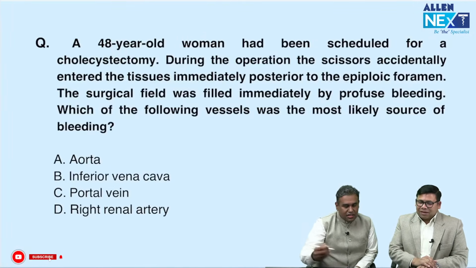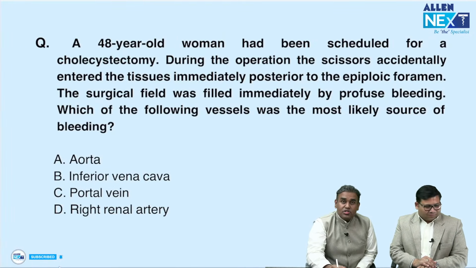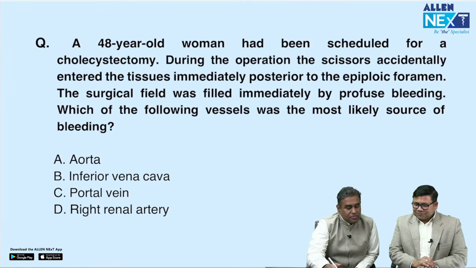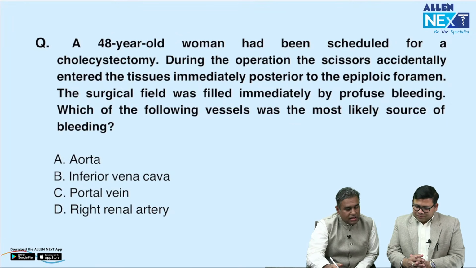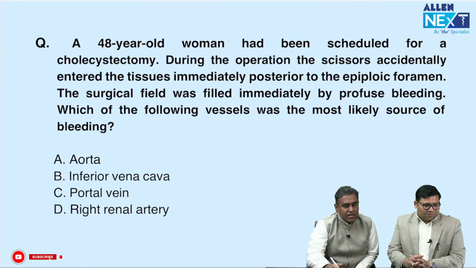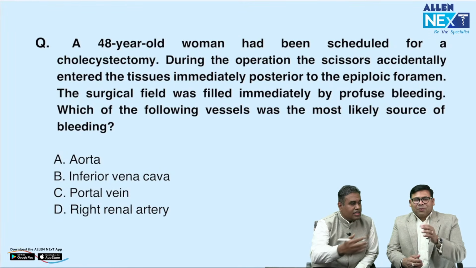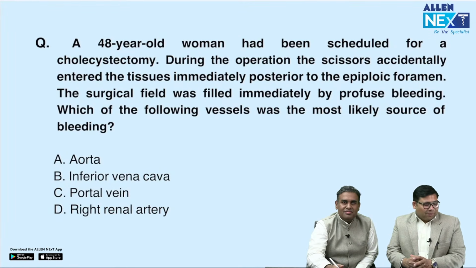Sure. So welcome all, and this is the first MCQ to all of you. Kindly listen carefully. Question goes: a 48-year-old woman had been scheduled for a cholecystectomy. During the operation, the scissors accidentally entered the tissues immediately posterior to the epiploic foramen. The surgical field was filled immediately by profuse bleeding. Which of the following vessels was the most likely source of bleeding? You have the options also, so you can type your answer in the comment box.